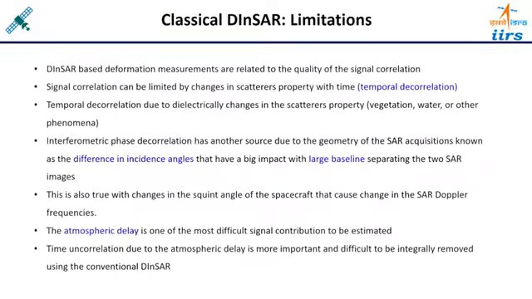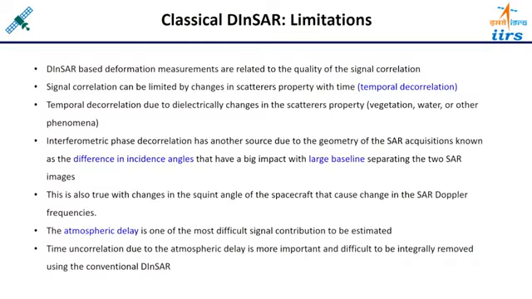As I mentioned, the PS and DS points have moderate to high coherence levels, but the majority of the pixels in the images are noisy, or you can say the coherence level is very low. If coherence is low, those pixels are not suitable for interferometry, and whatever deformation you calculate over those pixels is not reliable. So it is better to ignore those pixels and concentrate only on the PS and DS pixels. These are the classical InSAR limitations mentioned here.